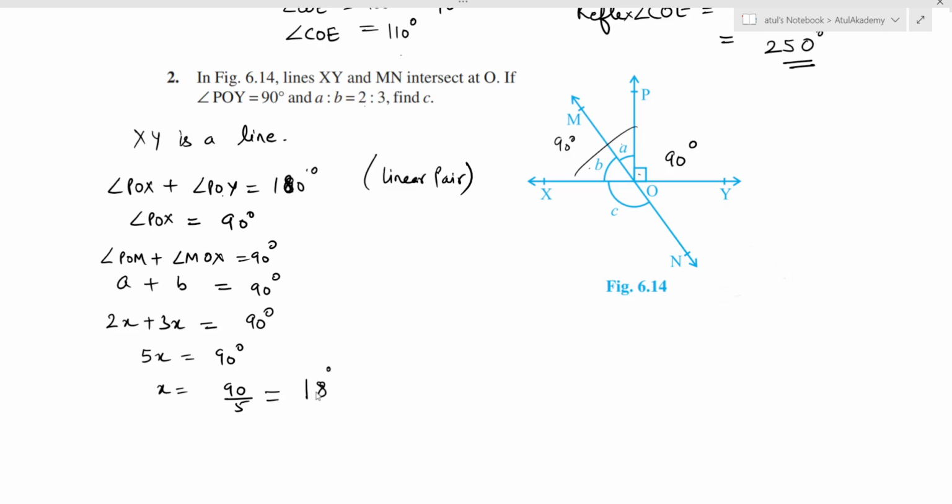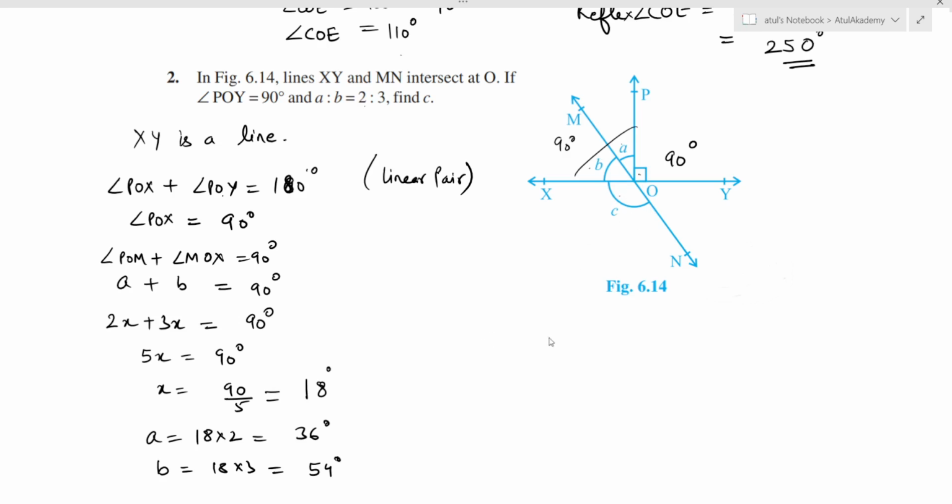Okay. So what will be the values of A and B? A will be 18 into 2, so that's 36 degrees. And B will be 18 into 3, that's 54 degrees. You got A and B now. Now A and B are there, you have to find C.